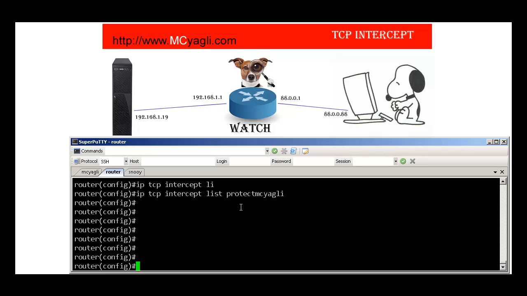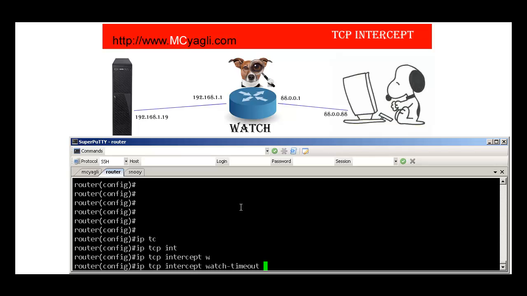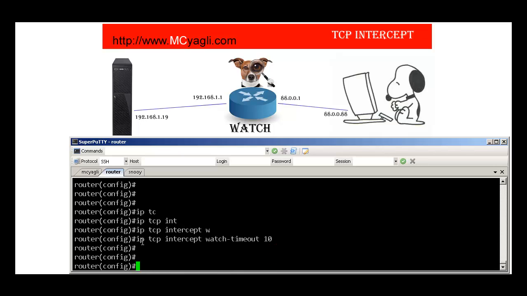Now step 3 is this. This is different. ip tcp intercept watch-timeout, say 10 seconds. Now let me talk about this command for a second. This command only makes sense when we use the watch mode. This is the first thing that you should keep in mind. And when it is in aggressive mode, this timeout is reduced by half.